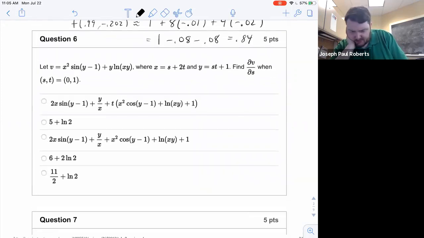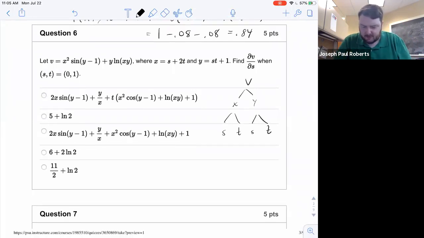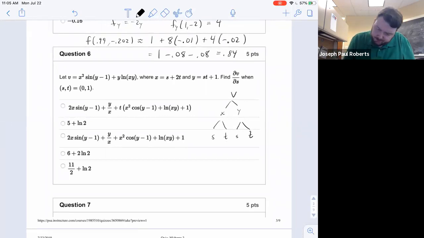Okay, so chain rule question. It looks like v depends on x and y, and x and y depend on s and t. So this, I guess you could think of as case 2. The derivative of v with respect to s is v with respect to x times x with respect to s, plus v with respect to y times y with respect to s. Okay, so we need sub-derivatives.